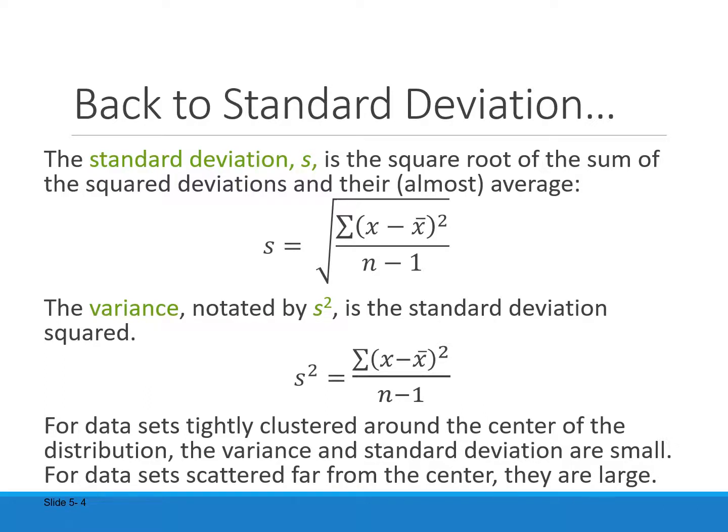So back to standard deviation. This was the equation, and I had mentioned that we're never going to actually use this. We're always just going to let our calculator do it. When we make that list in our calculator and we run one variable stats, it gives us the standard deviation. There's also something called the variance, which is just the standard deviation squared, or conversely, the standard deviation is the square root of the variance. When we have data sets that are tightly clustered around the mean, around the center, variance and standard deviation are going to be small. If they're spread out, variance and standard deviation are going to be large.